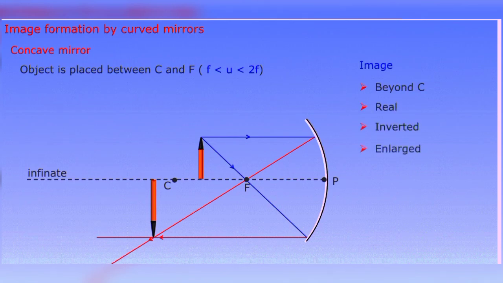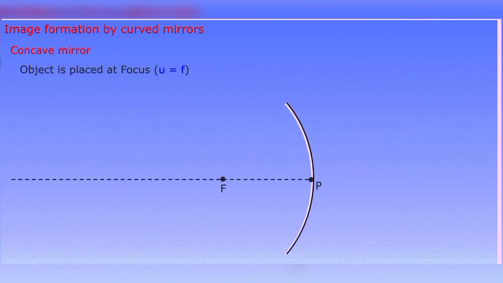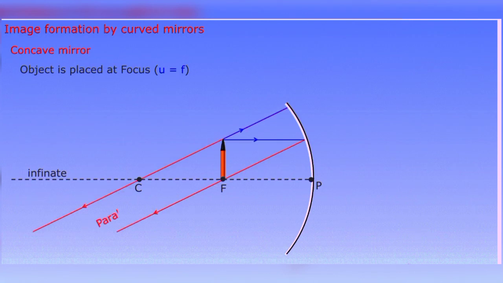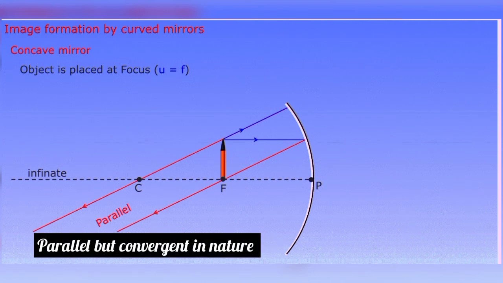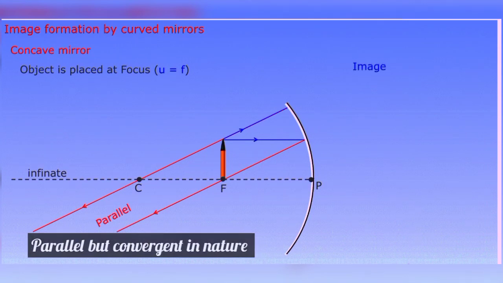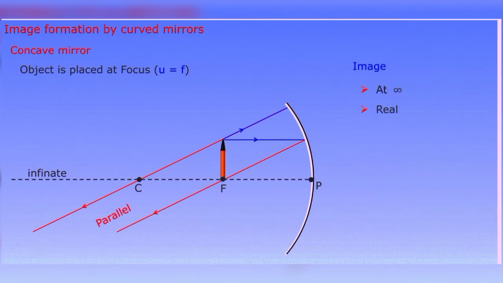Next case, when the object is placed at the focus of a concave mirror. Let us consider an object placed at the principal focus of a concave mirror. The rays of light from the object travel parallel to each other after reflecting from the mirror. These parallel reflected rays intersect each other at infinity. We are assuming that these rays are parallel but converging, so they will meet at infinity. So the nature of the image is real and inverted, and the size of the image is much greater than the size of the object.